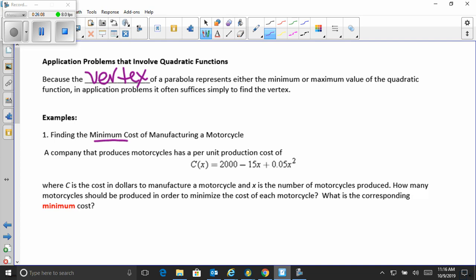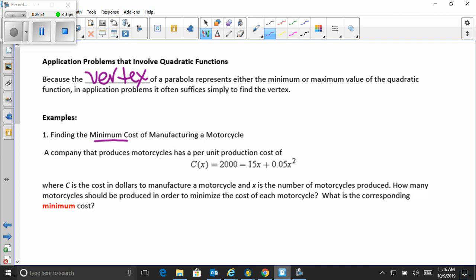So a company that produces motorcycles has a per unit production cost of that function, where C is the cost in dollars to manufacture a motorcycle, and then x is the number of motorcycles produced. How many motorcycles should be produced in order to minimize the cost of each motorcycle? What is the corresponding minimum cost?